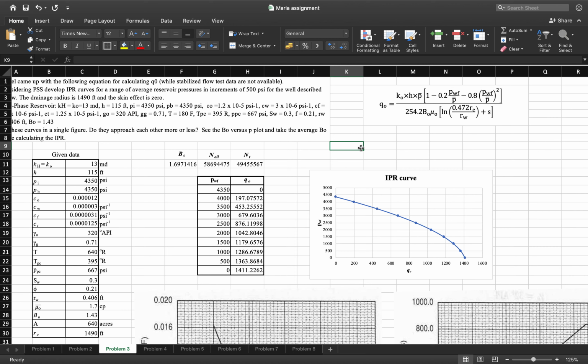After that, I will have a plot of the IPR curve here with the downtrend. When the bottom hole pressure is decreased, the flow rate will be increased. Okay, so now let's turn to problem 4.